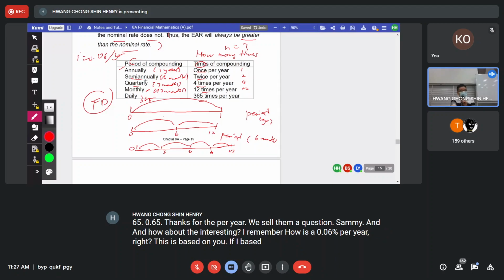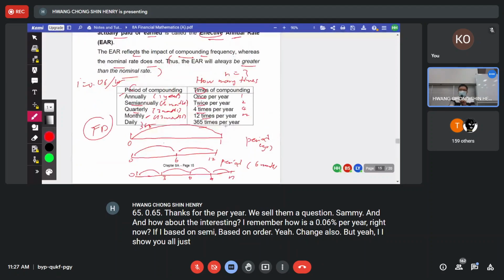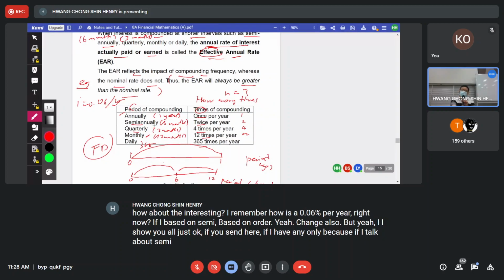If I base it on semi-annual, or on quarterly, what happens to the I? It changes also, because the N changed already, right? The I also will change. Can I show you first how to change? Later we go to this topic as well. Let's say I use 6% per year. Since you are in this box already, I explain to you. If I have annually, no problem, because 1 year. If I talk about semi-annual, what happens to your I?